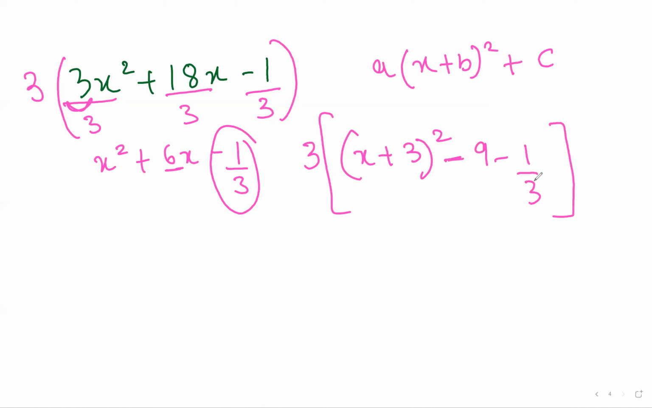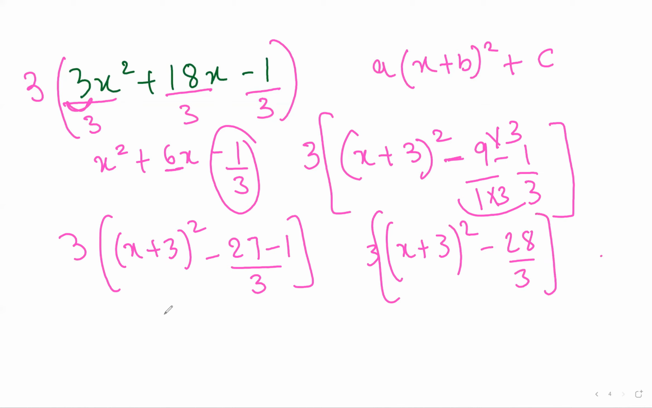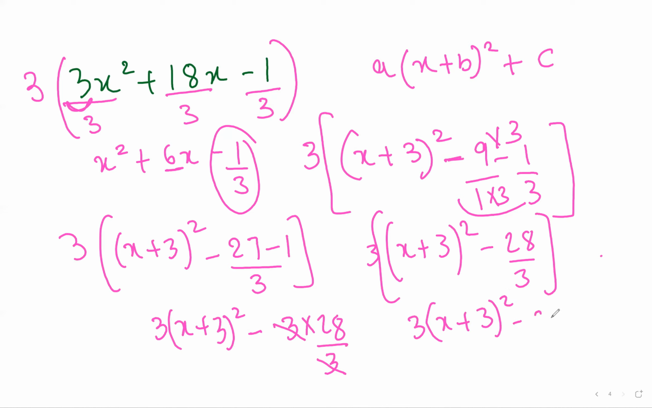Correct? We will be solving this part first. So this will be like this: x plus 3 the whole square. I cannot subtract because my denominators are different. So make the denominator same. So negative 27 minus 1 over 3. So this is like this: x plus 3 the whole square minus 28 over 3. Now you are multiplying this 3 with this x plus 3 the whole square. Similarly, you are multiplying this 3 with this 28 over 3. So 3 cut, 3 cut. So my answer is 3 in the bracket x plus 3 the whole square negative 28.